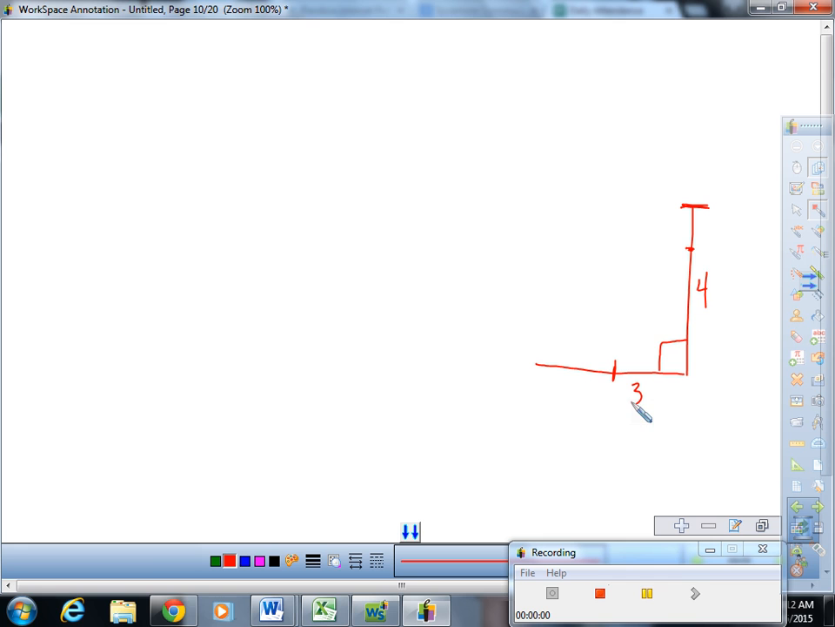And if the string didn't reach, if the string stopped short, then what did he just find out? This angle was obtuse, and he had to adjust it. And that's how they used to square things off before they had levels. They would just pick an easy Pythagorean triple and check it. Okay?